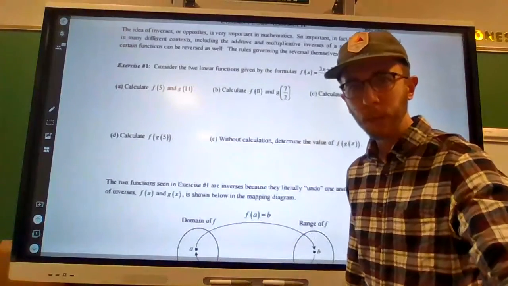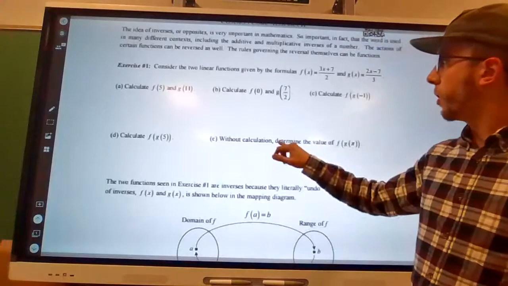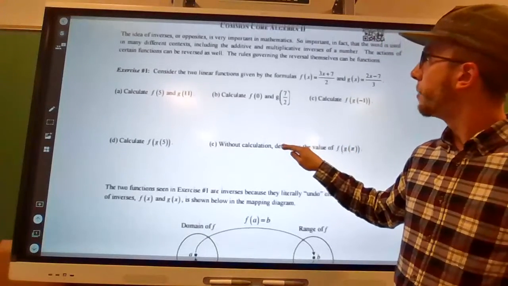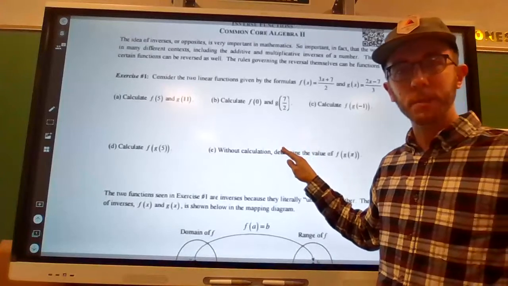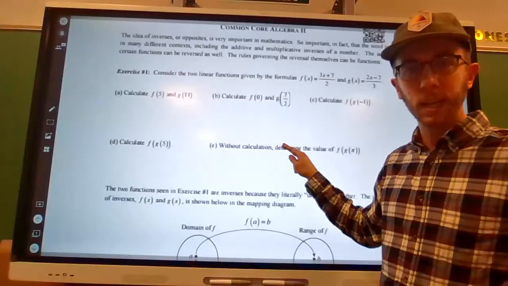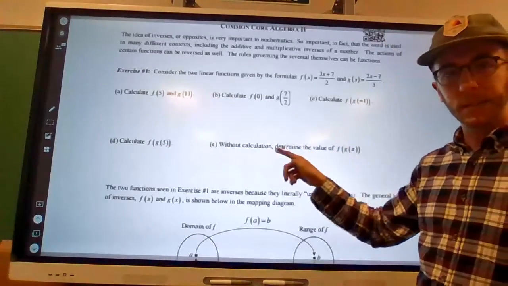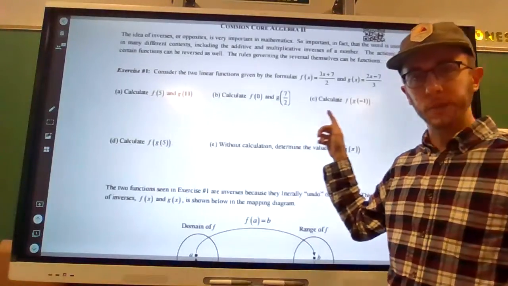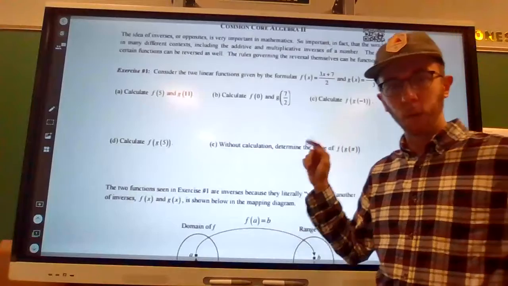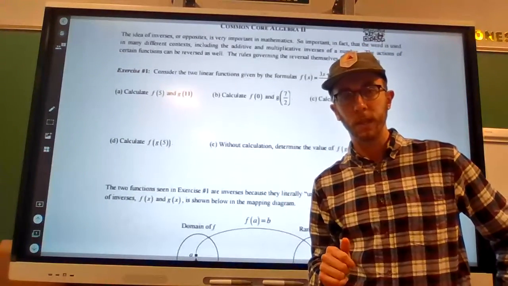Okay, so inverse functions. Here we go. I'm at the top of page 61. This is where our inverse function notes begin. Maybe you notice, if you even looked at it yet, in C and D, what do we have here in C and D? Before I even explain anything, hopefully you recognize those as compositions of functions.